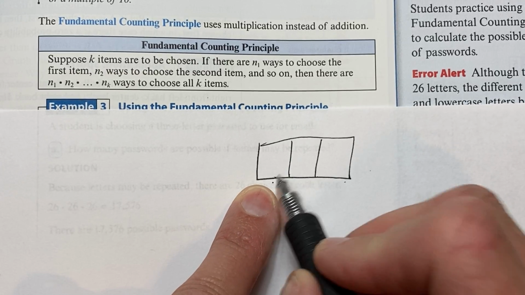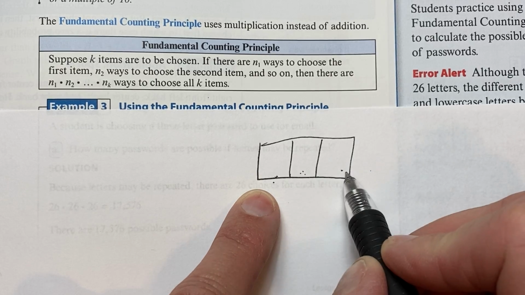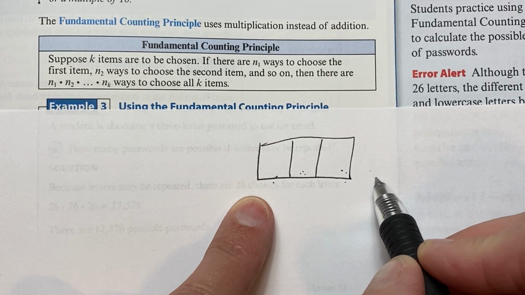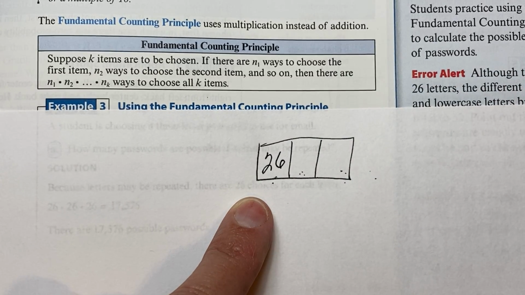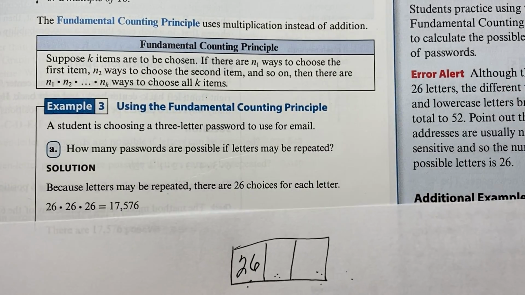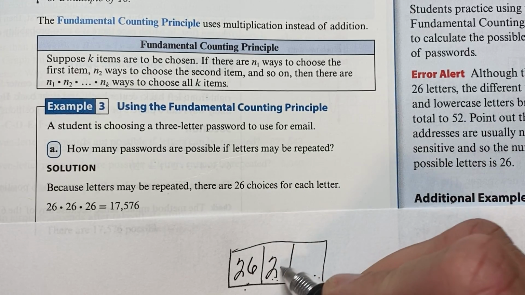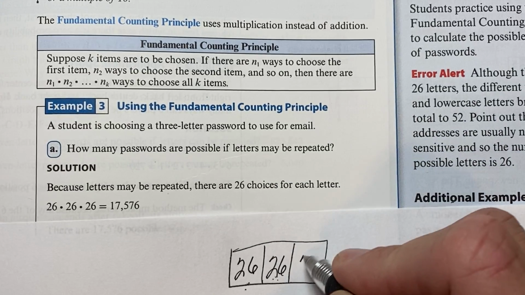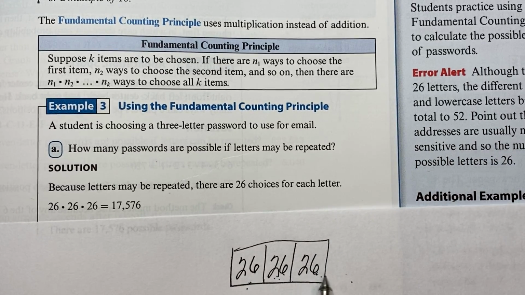I could put A, I could put BA, I could put ACA, and you could see why we're going to end up multiplying. So I would consider that there are 26 choices because there's 26 letters in the alphabet for the first position. Then I can repeat, so I can use all 26 for the second. I can use all 26 for the third.